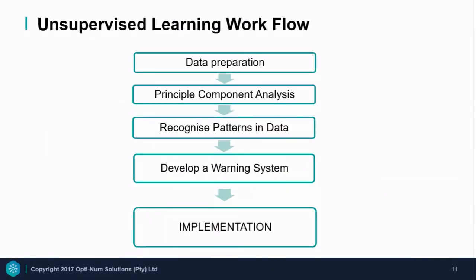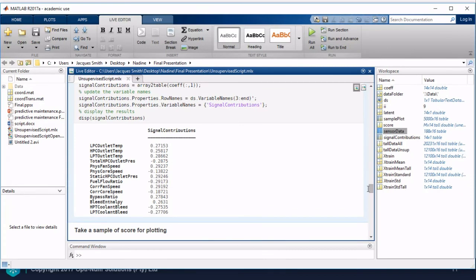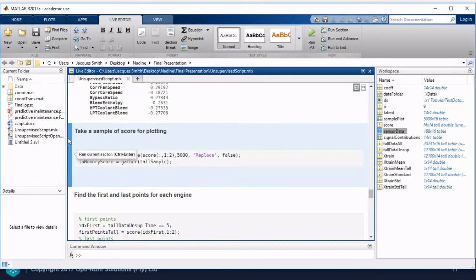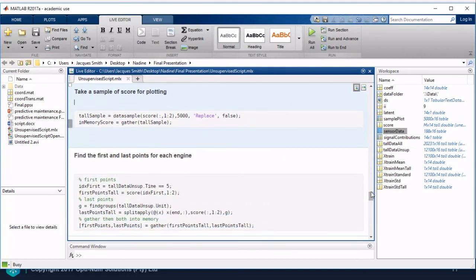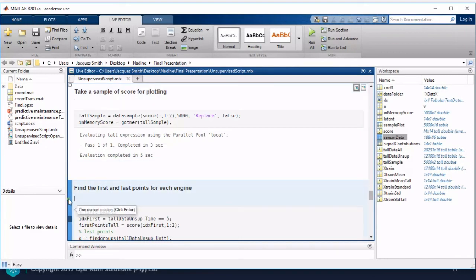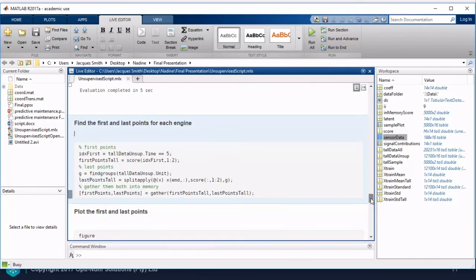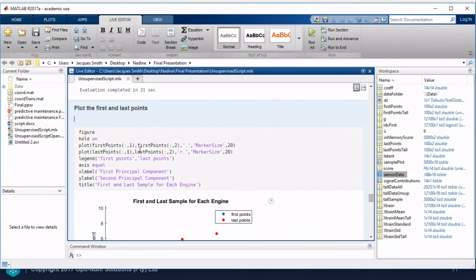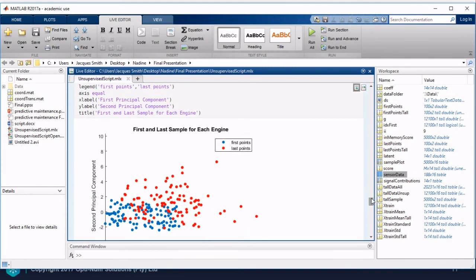So now that we have applied principal component analysis to the data, the next step is to recognize patterns in our data. Seeing that we will be drawing up a lot of plots to recognize the patterns, we take a sample of the data, since it is not necessary to use each and every data point in all of our plots. Next, we'll determine the first and last data points for each engine, simply because that's an easy way to see in which direction the data progresses. In this section, we plot the first and last data points for each engine.